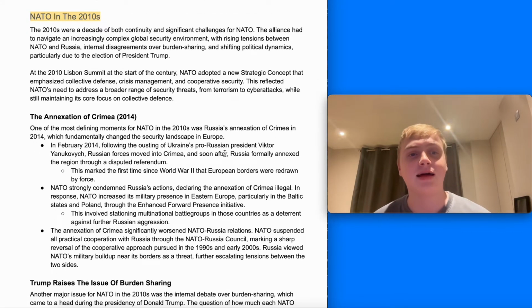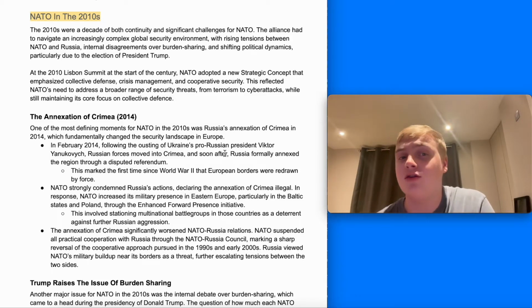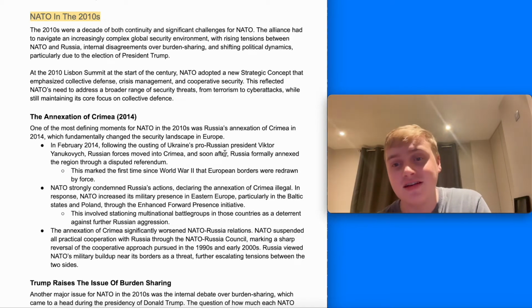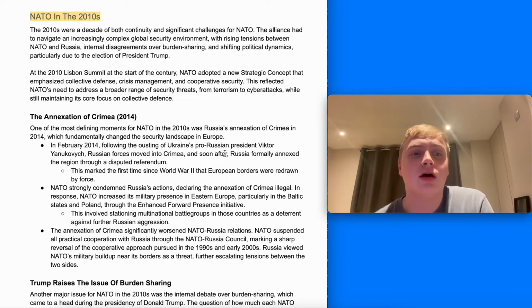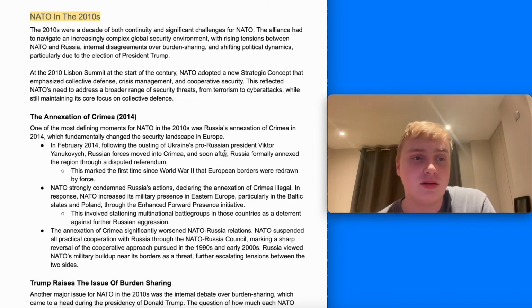The 2010s then was a decade of both continuity and change and challenge for NATO. The alliance had to navigate what was a really increasingly complex and difficult global security environment, with rising tensions and rising power again of Russia, and internal disagreements over burden sharing, particularly after Trump was elected president.